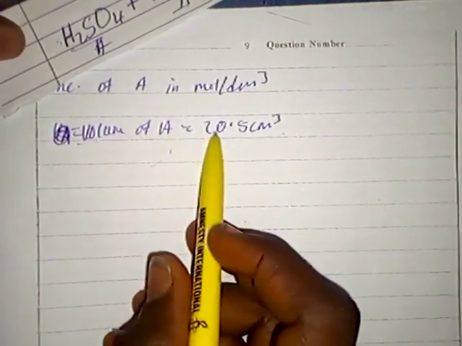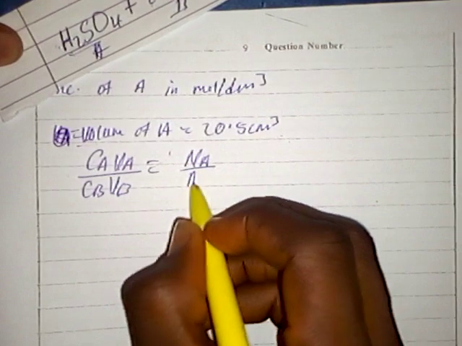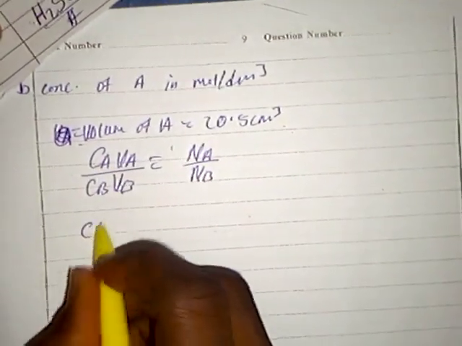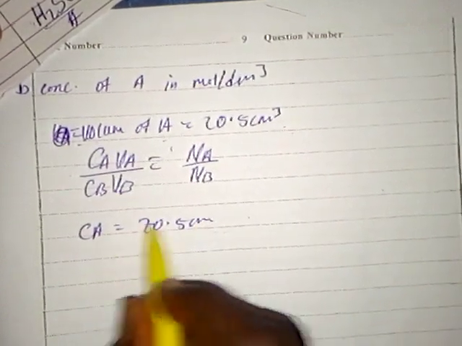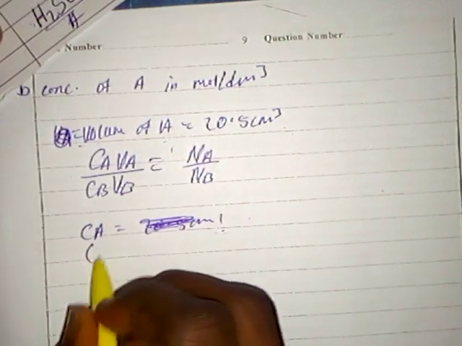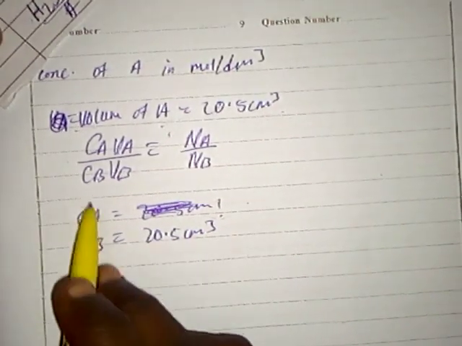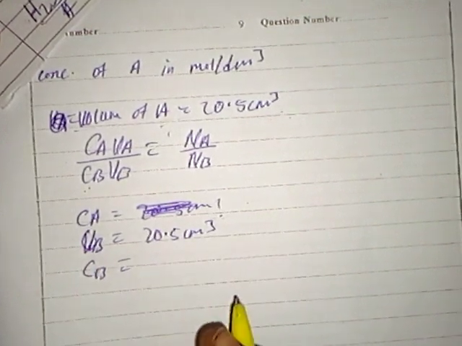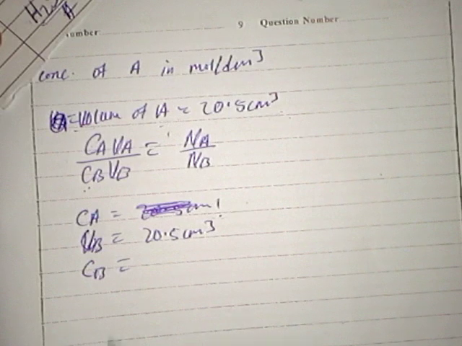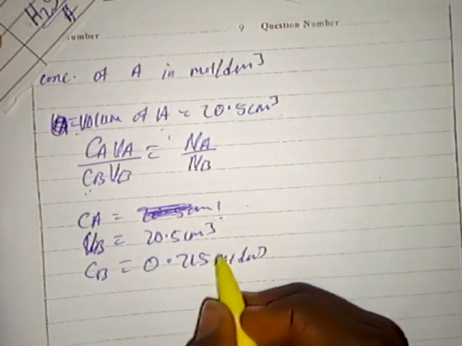This is the only thing we know about A, the volume. So say Ca Va upon Cb Vb equals Na upon Nb. Now what is the volume of A? We don't know Ca. We say Va, the volume of A, is 20.5 centimeters cube. Now what is Cb, the concentration of B? Of course, we have found it: 0.215 mole per dm cube.